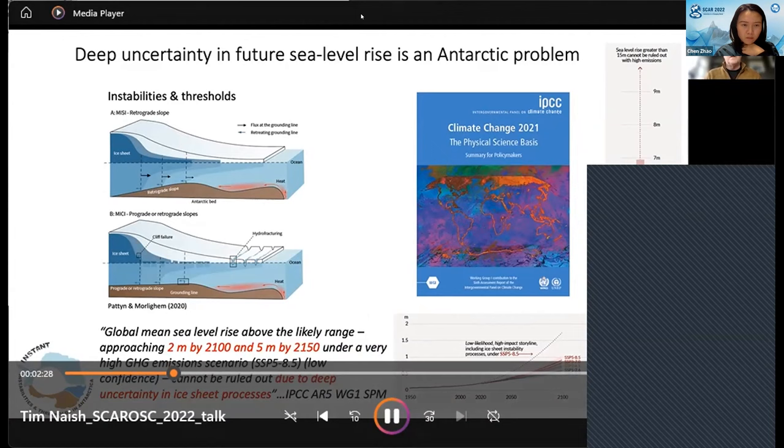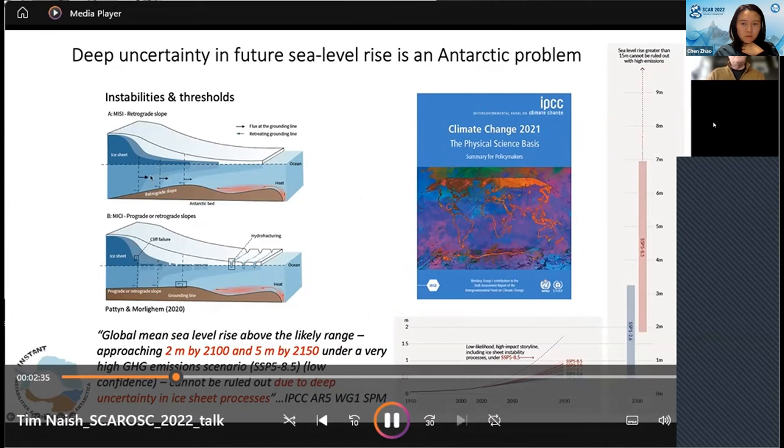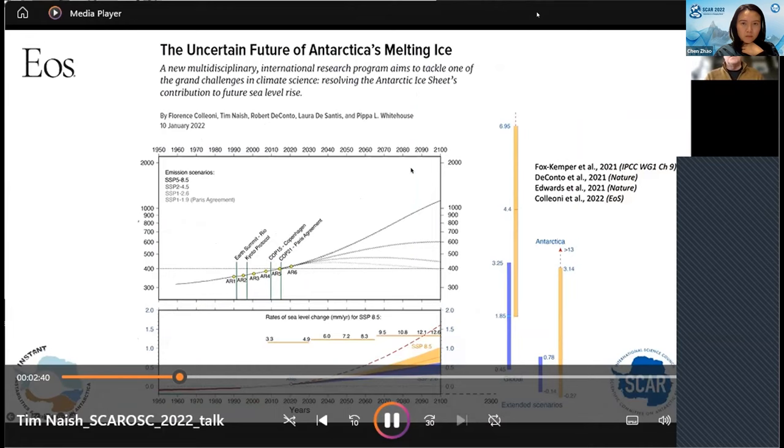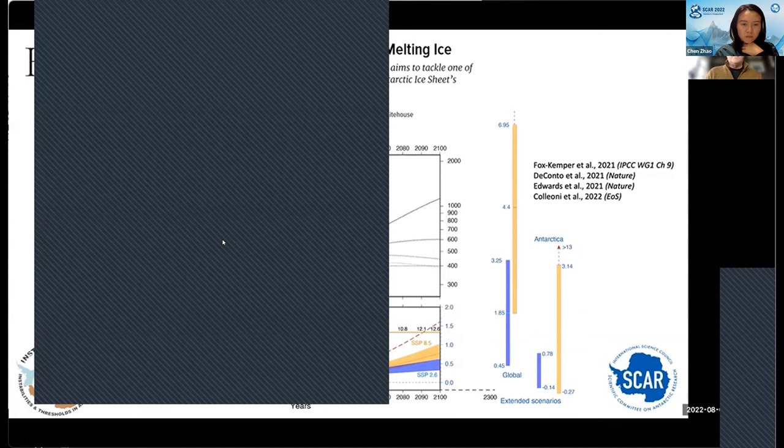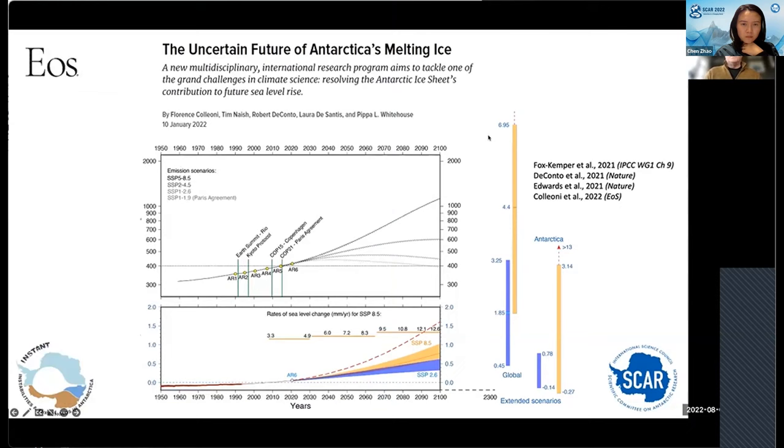So the importance of these low confidence, potentially rapid processes that affect the dynamics of the Antarctic ice sheet is the focus of SCAR INSTANT. And Florence Colleoni, the co-chief of SCAR INSTANT, and some colleagues and I wrote a paper that really explains in more detail what the issues are and how the INSTANT program, with its partners, is trying to contribute and get to grips with these key priorities. I recommend you go there to understand.